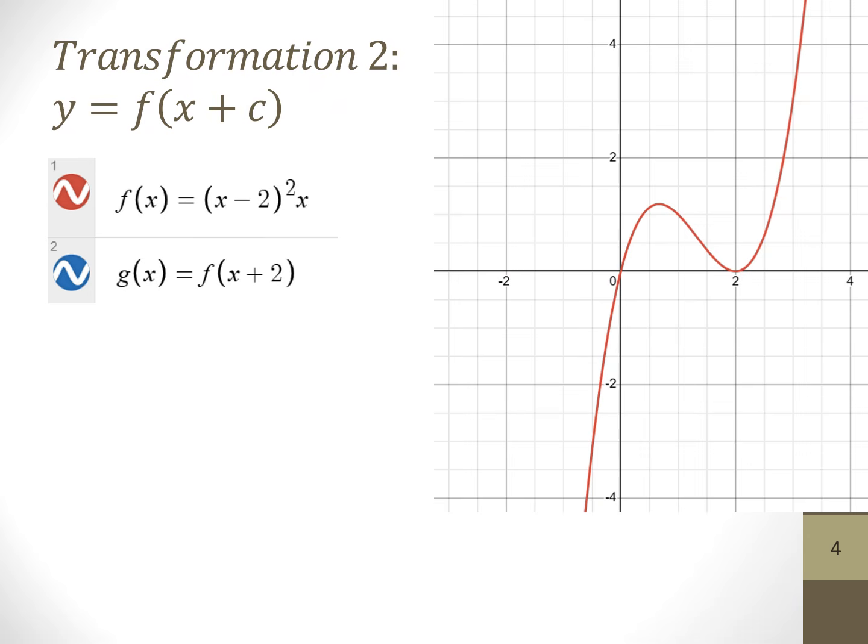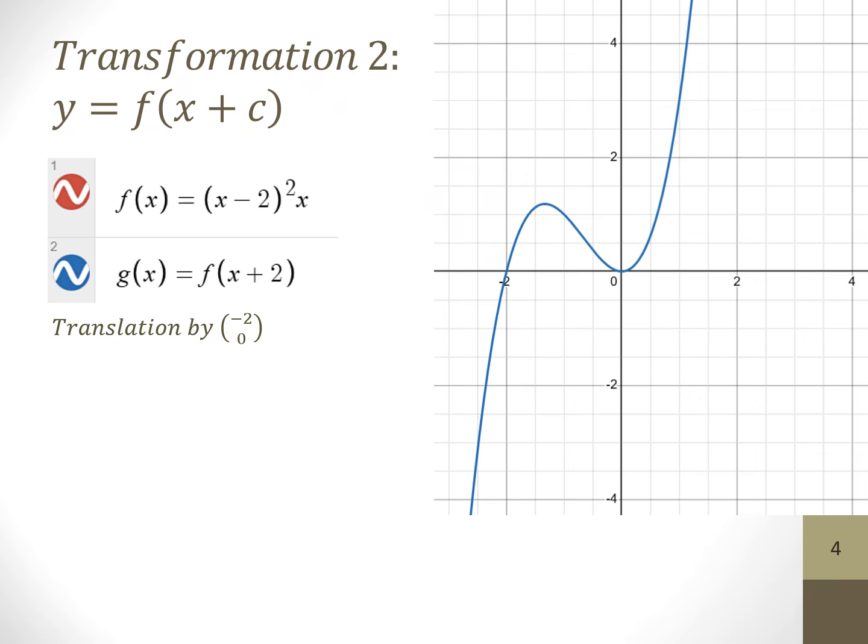Transformation number 2, so where we have f of x plus c inside the function, this is going to shift everything by c units to the left. So I've chosen a very specific cubic where we have roots when x is equal to 2 and when x is equal to 0. This gives us our 2 x-intercepts where the curve crosses the x-axis at (2, 0) and at (0, 0). So when we apply the function f of x plus 2, everything is being shifted by 2 units to the left, or we have a translation vector of (-2, 0).